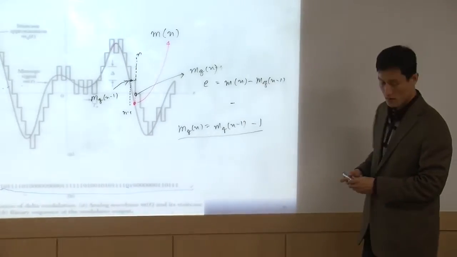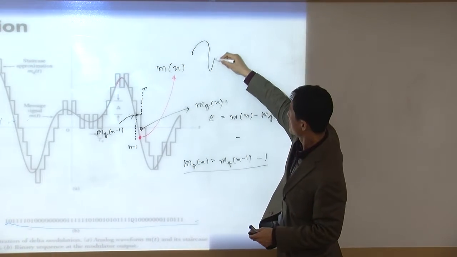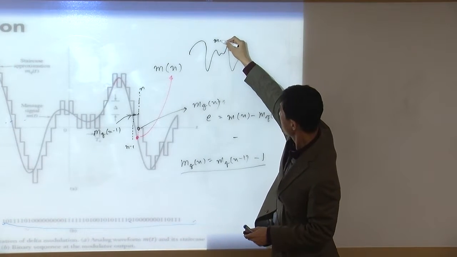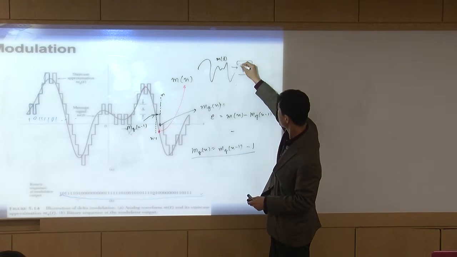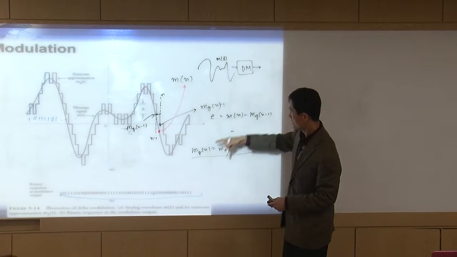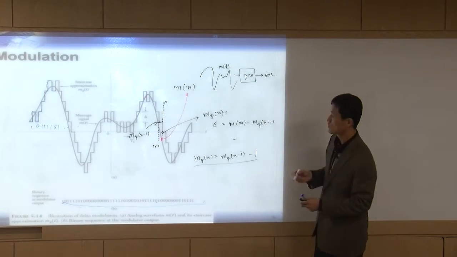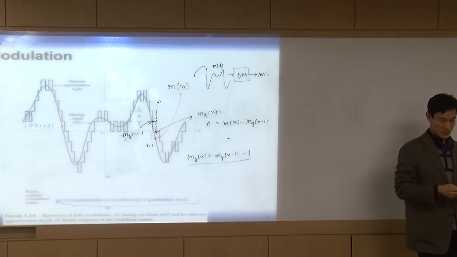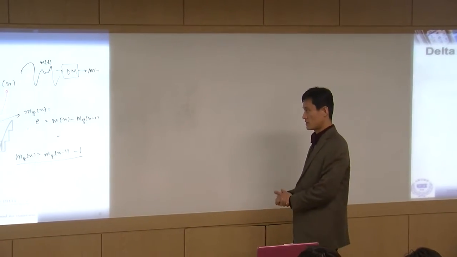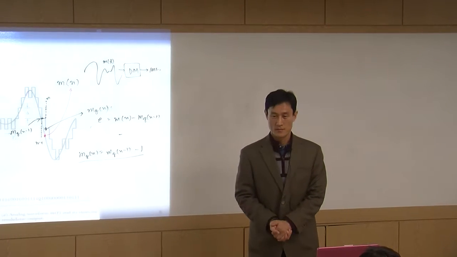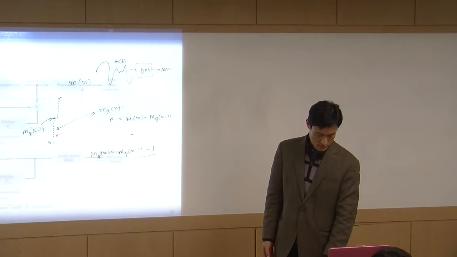So input like this, m(t), goes into the delta modulation. The output is this sequence, 1, 0, 1, 1. That's your output of delta modulation. Okay? Simply, that's it. Okay, so that's what we discussed last week.